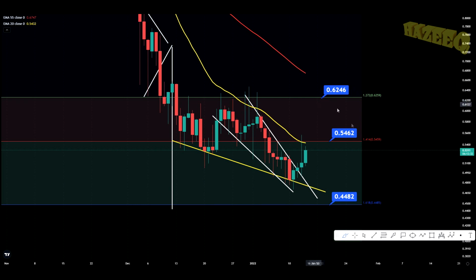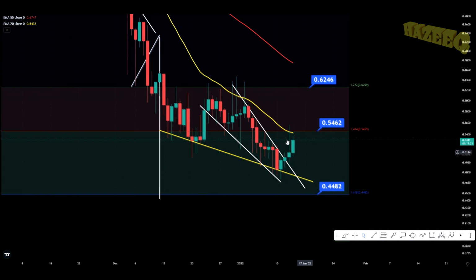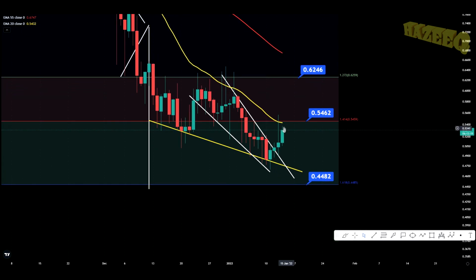So let's see if we can get to 62 cents from where we are right now. That is an 18% trade. Even if you enter right now, there is that potential, but I wouldn't be entering myself potentially right now because we're near the 20 EMA. We can potentially get rejected from that and get sent back down.